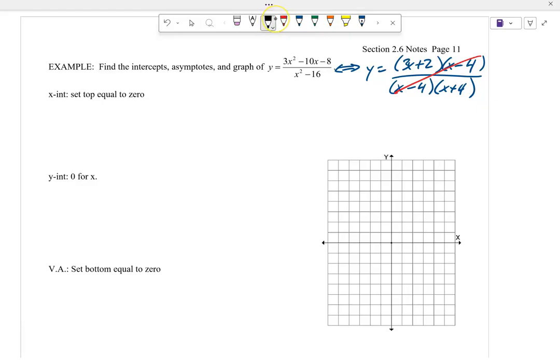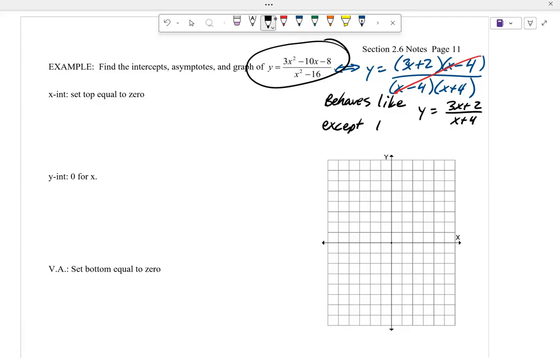So I'm going to make a little note here. The original function right here behaves like the simplified form, except it has a hole. Where does it have a hole? At 4. So it behaves just like 3x plus 2 over x plus 4, except it's got a hole at 4.